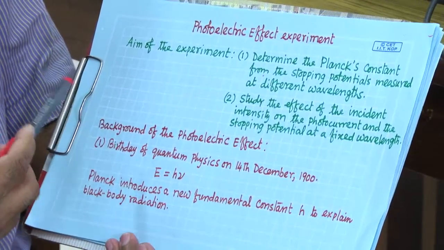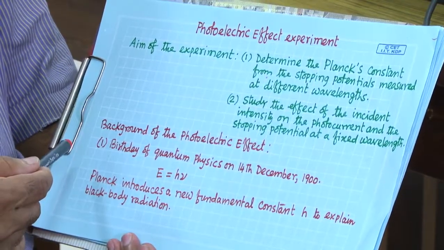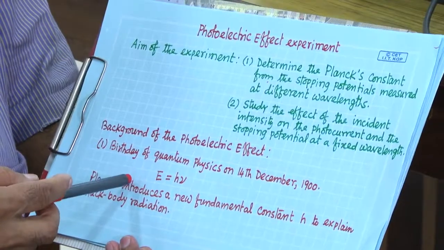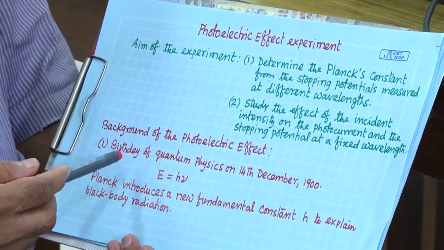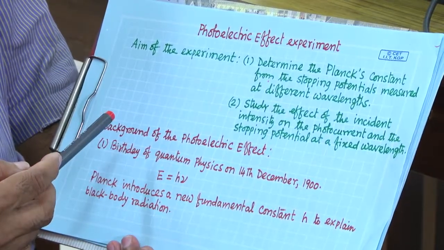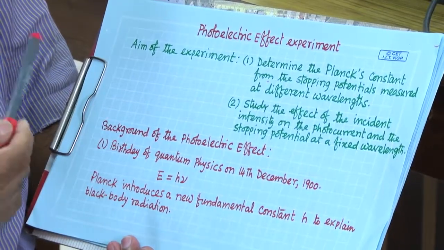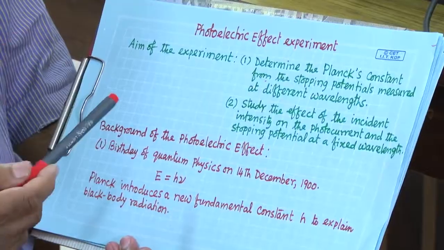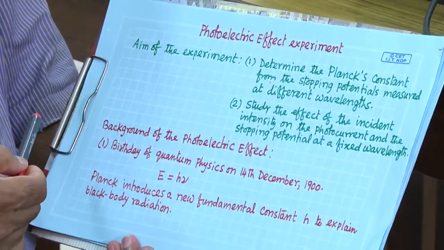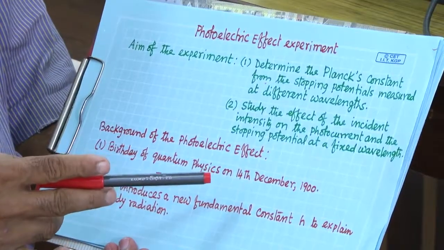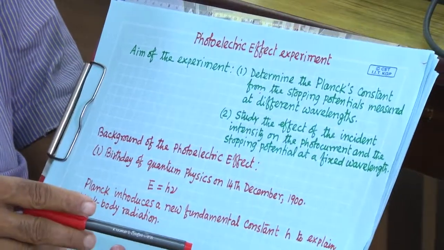This is the universal constant that we will find out from this experiment. Also we will study the effect of light intensity on the photocurrent and the corresponding stopping potential at a fixed wavelength.